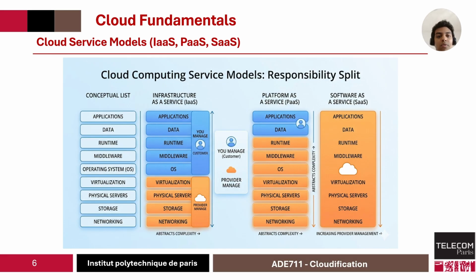So for the cloud fundamentals, we have a lot of service models, but the famous ones, we have three of them: IaaS, infrastructure as a service, PaaS, platform as a service, and SaaS, software as a service. For infrastructure as a service, as you can see in orange, is the part managed by the provider, and in blue, it's all the elements that you need to manage on your own.